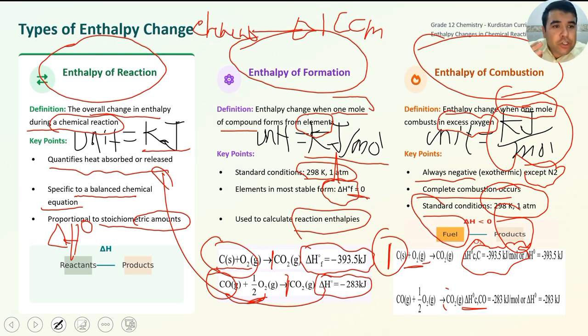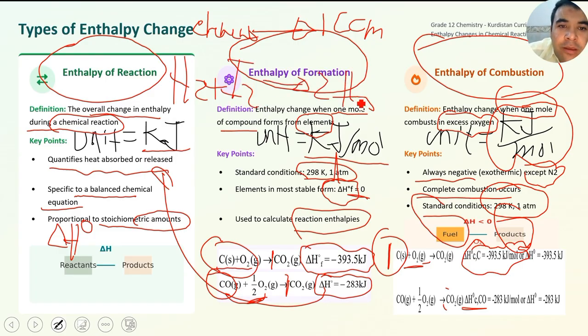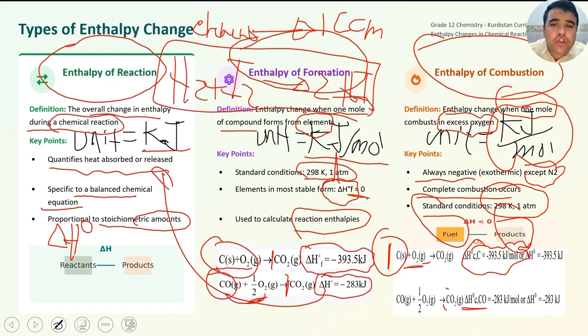Delta HC cannot be equal to delta H when there is no oxygen. For example, if H2 reacts with I2 to form 2HI. In this reaction, guys, we have H2 reacting with I2. There is no oxygen in the reaction. That's why it's not a combustion process.